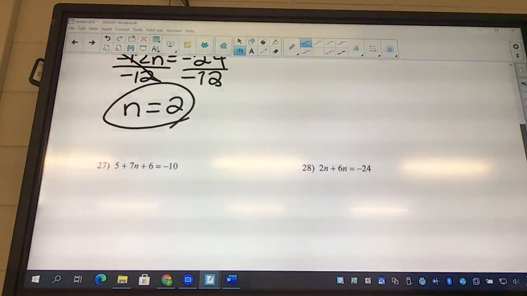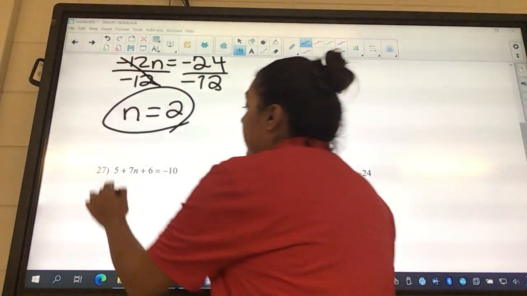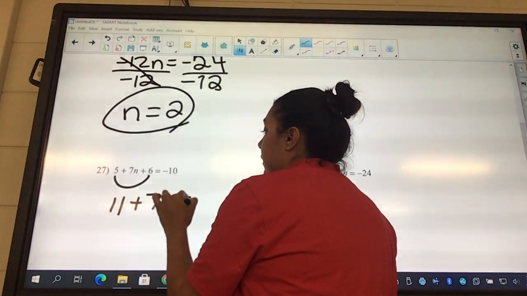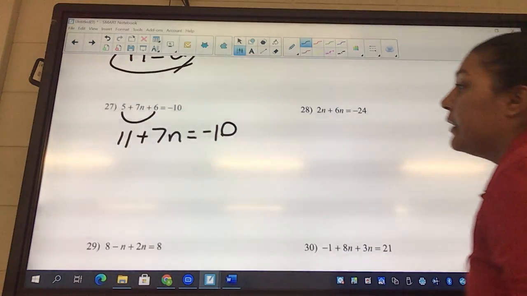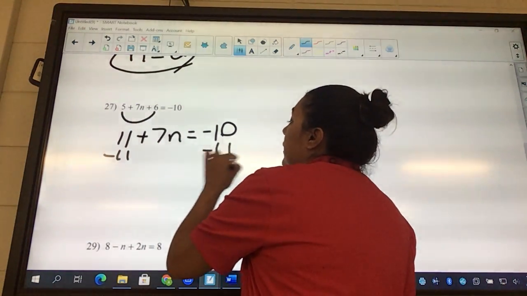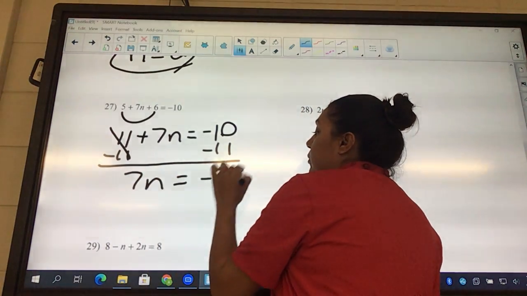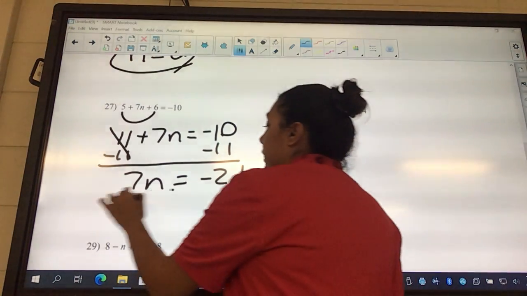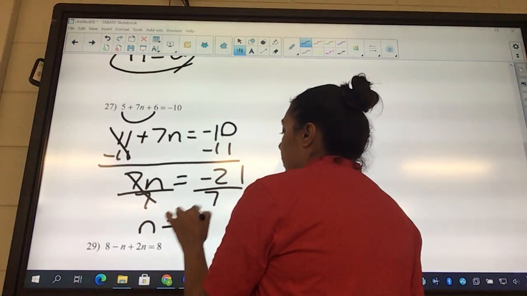Okay, 27, we're gonna combine like terms. So I can put this 5 and this 6 together to give me an 11, and then I still have this plus 7n. Okay, we need to add or subtract the kid. So we're gonna say minus 11, minus 11. So I got 7n, and that's gonna equal negative 21. And then our last step is gonna be to divide. We got n equals, and it's gonna be negative 3.